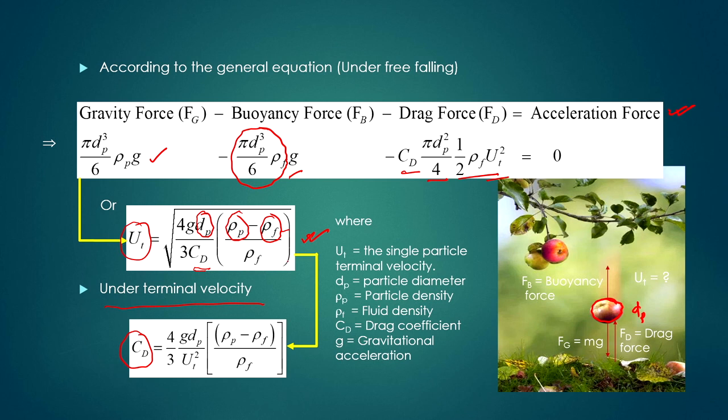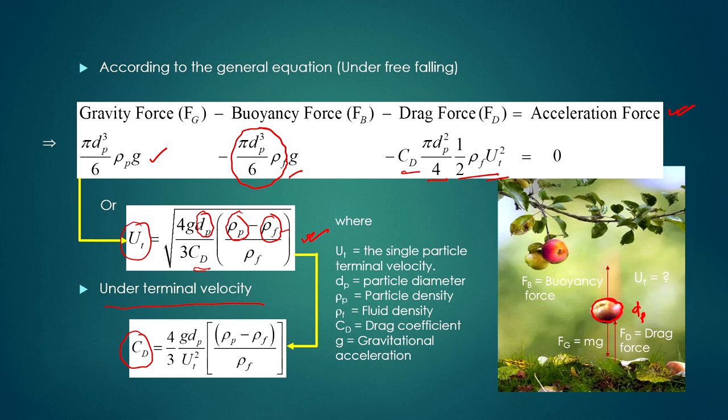Interestingly, the terminal velocity is proportional to the square root of the particle diameter. It is inversely proportional to the square root of the drag coefficient. It is also proportional to the square root of the density difference between particle and fluid. And it is inversely proportional to the square root of the fluid density.